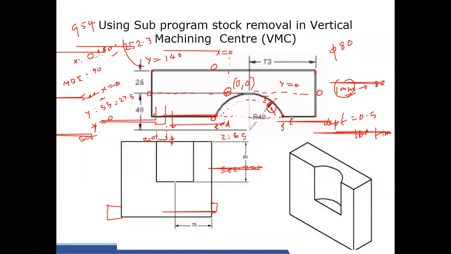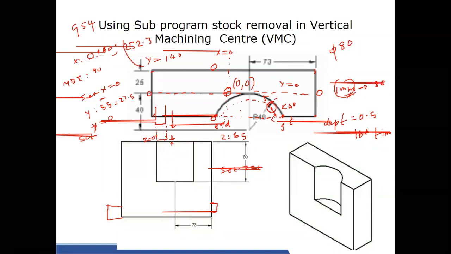Why am I giving left? By understanding, if you are walking along this curve facing in this direction, this is left. Therefore, this is left compensation. You have to give left compensation. That value is 40, the radius of the cutter. Okay, 40 you have to give so that you can remove the material.